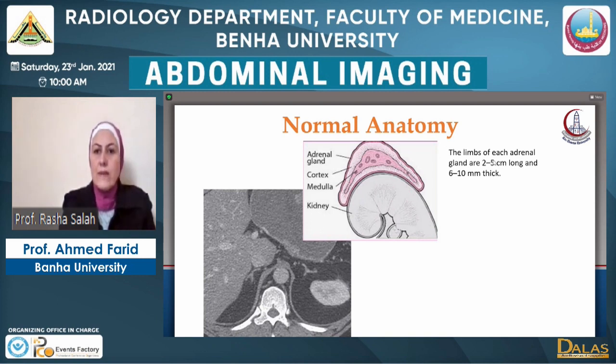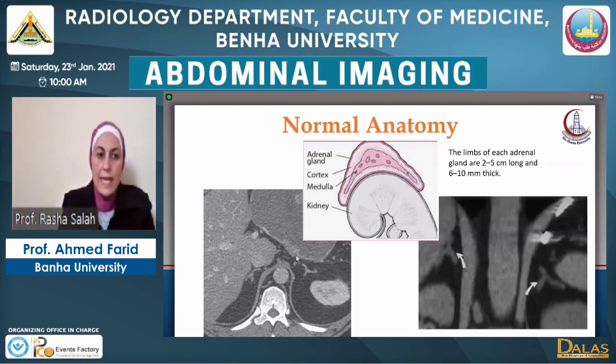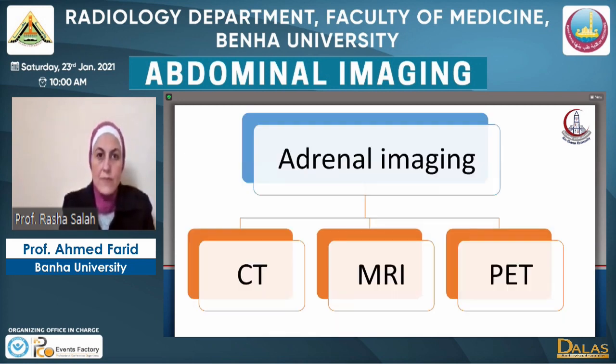Normally, each gland could have a length of about 2 to 5 centimeters, and the thickness of each limb shouldn't exceed 6 to 10 millimeters. This is an example axial CT image for the adrenal glands, which shows the normal inverted Y-shaped appearance of the adrenals, and this is the coronal reconstructed image showing again the inverted Y-shaped appearance of the adrenal glands.